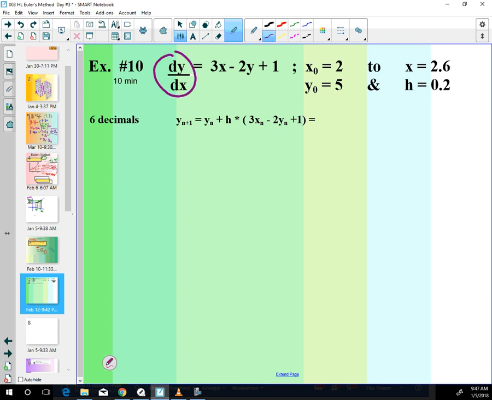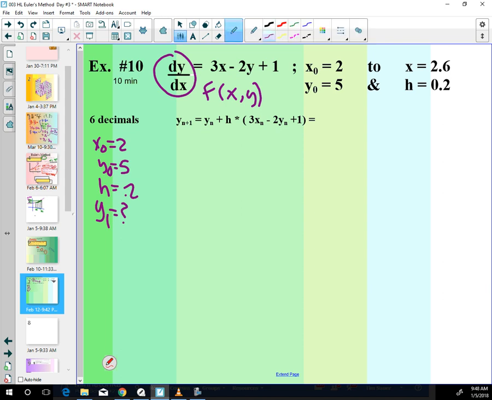So this is my formula for f of x comma y. Okay, we're going to get started. We're going to do the first step. We're going to start out at x0 equal to 2, y0 equal to 5. And we're going to creep 0.2. And you're looking for y1. That's what we're trying to do.